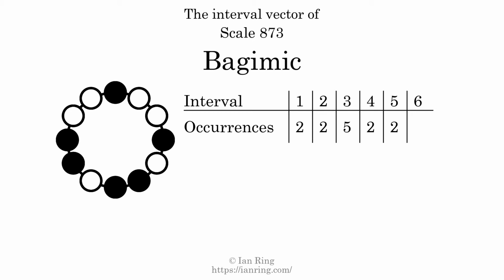There are 2 intervals with the size of 5 semitones. They are here and here. There are 2 intervals with the size of 6 semitones. They are here and here. Each interval does not appear in this scale a unique number of times, so this is not a deep scale.